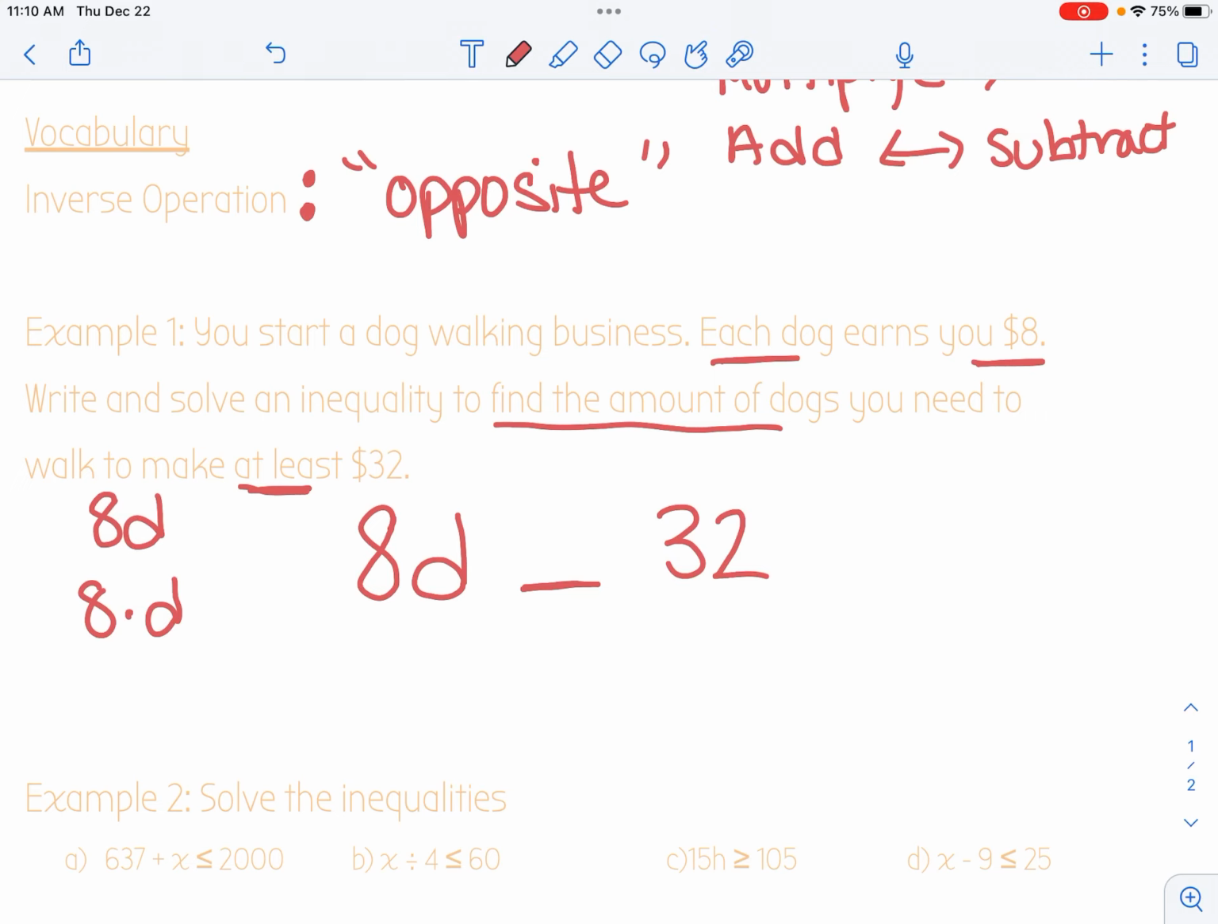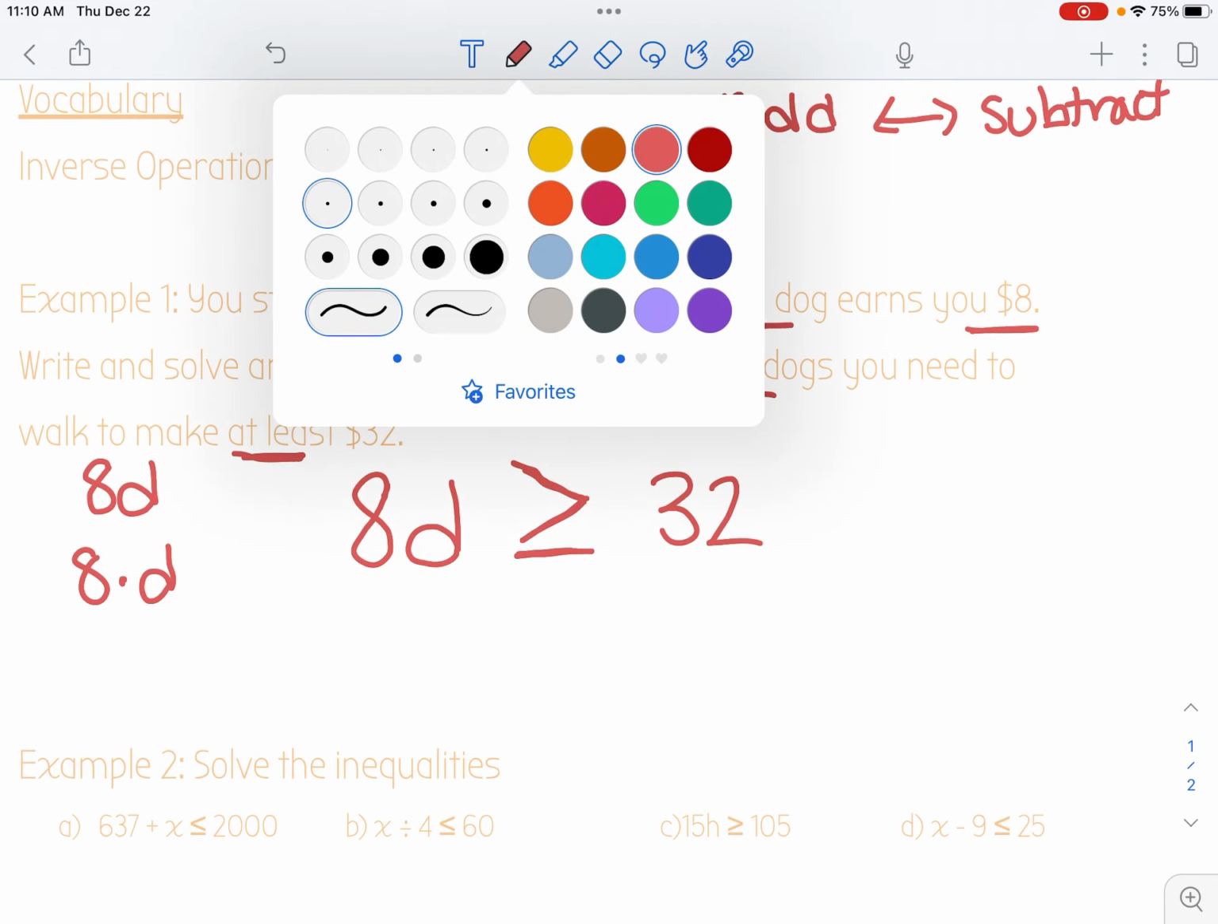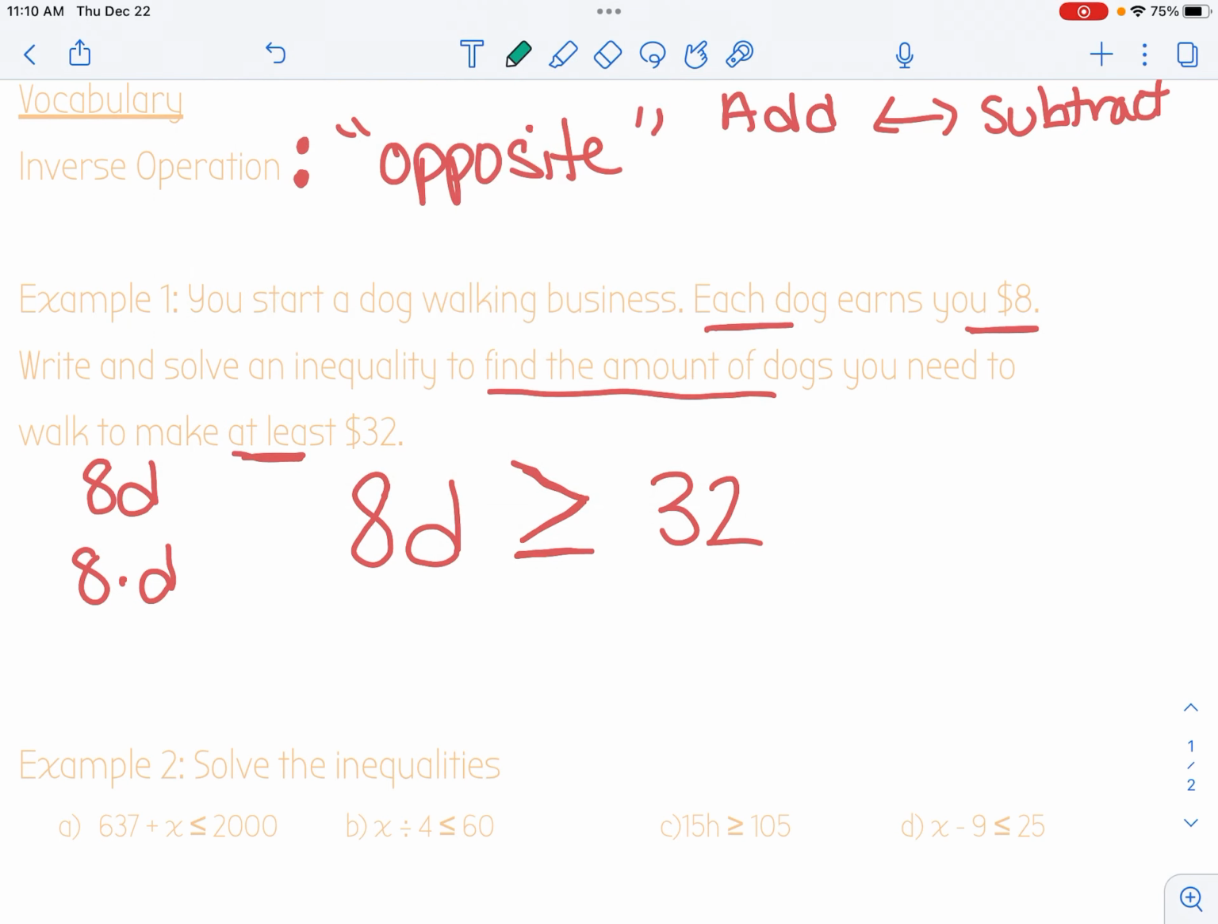And then I also want to make more than that. So I can make 32. I'm totally okay with making $32, but I also want to make more than 32. So 8 times D is greater than or equal to 32.